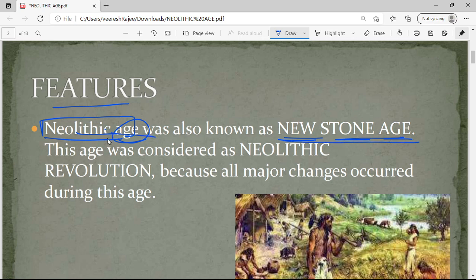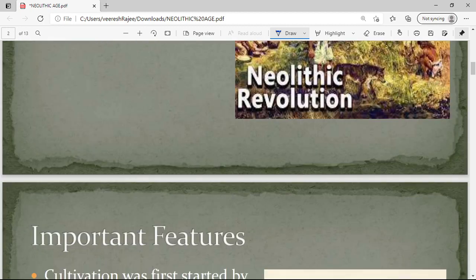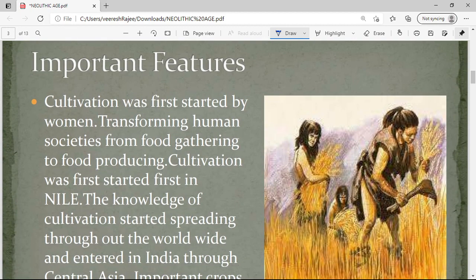Okay. Then Neolithic age is considered a revolution in man's life, because many major inventions were done by man during this period. Many major inventions were done by man during this particular age. That is the reason why this age of Neolithic is considered a revolution in human development. Okay. Then what were the important developments or inventions done by mankind during the Neolithic age?